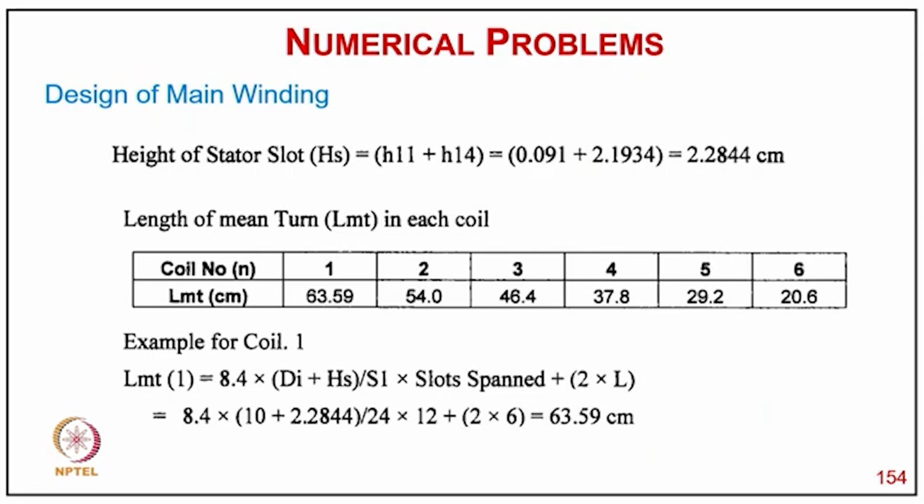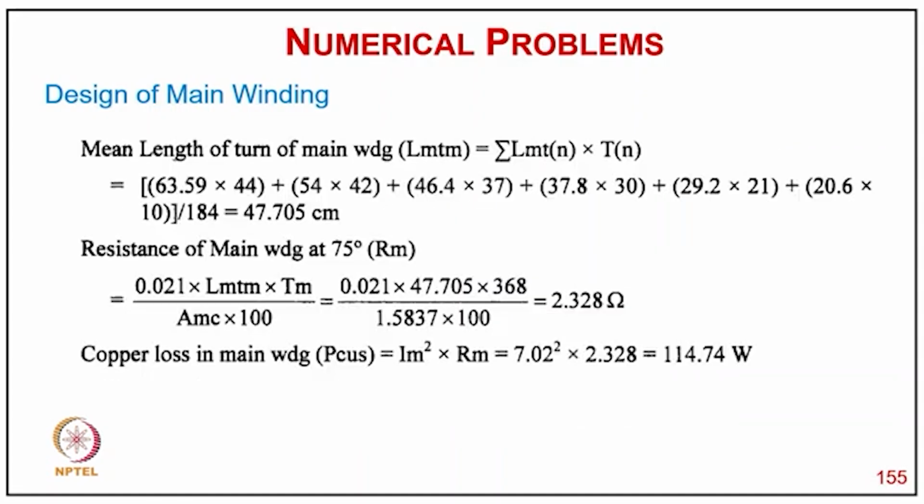The height of the stator yoke, putting dimensions H11 and H14, comes to 2.2844, and the mean turn length for each coil is calculated here for coils 1 to 6. Example, for the first coil it is 8.4 di plus hs divided by slot span, plus 2 into L, and it comes to 63.59 centimeter. So the mean turn length of the main winding, LMT into TN, comes to 47.705 centimeter. The resistance of the main winding at 75 degrees centigrade, putting the resistivity, LMT and TM over MC into 100, comes to 2.328 ohm, and the copper loss in the main winding, I M square RM, comes to 114.74 watt.